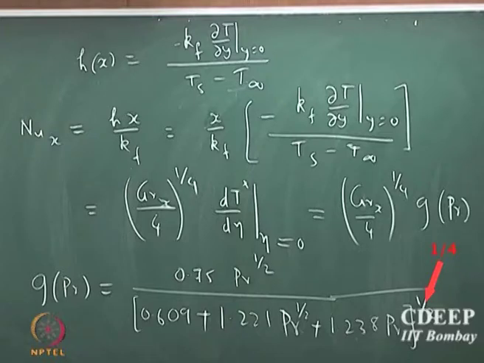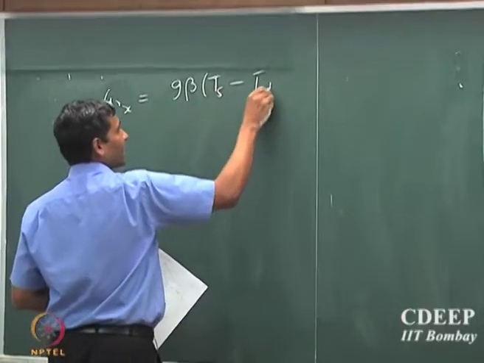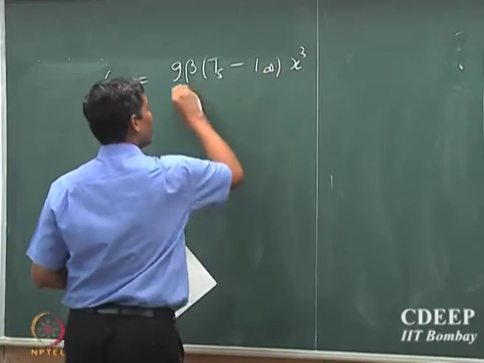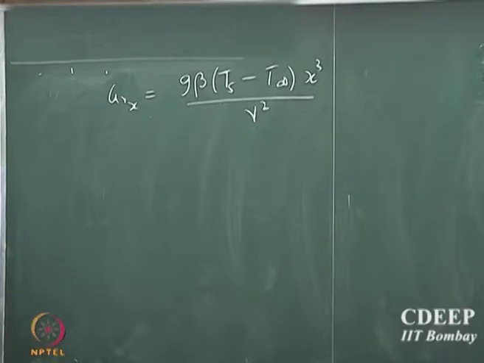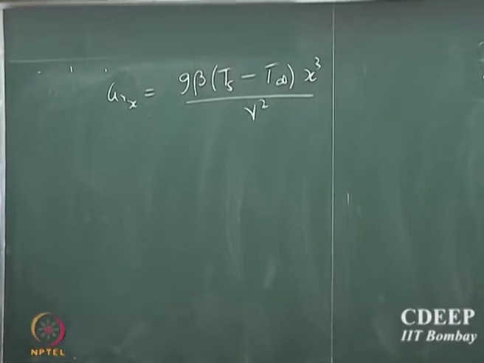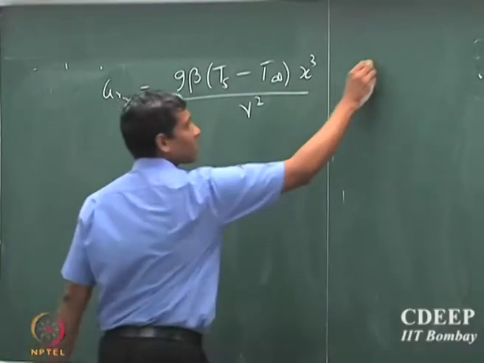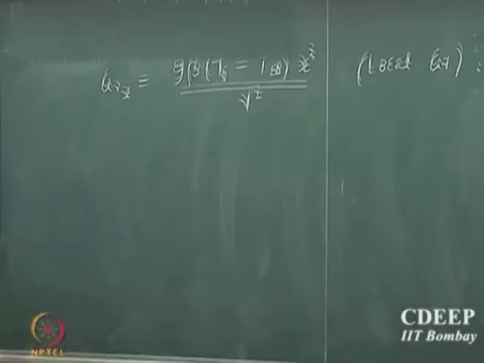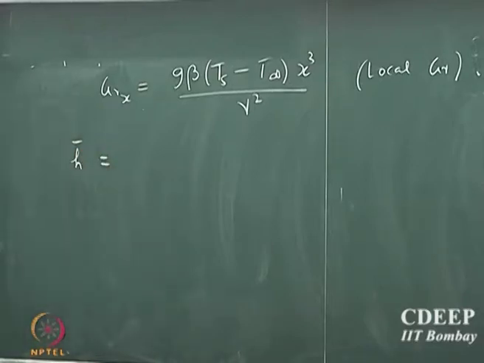The local Grashof number is simply defined as g beta Ts minus T infinity into x cube by mu square. It's the same expression that we had before, multiplied by the Reynolds number square. So we get x cube by mu square, which is the local Grashof number. Okay. The next exercise is to find the average. We had two objectives. One is to find the local heat transport coefficient.